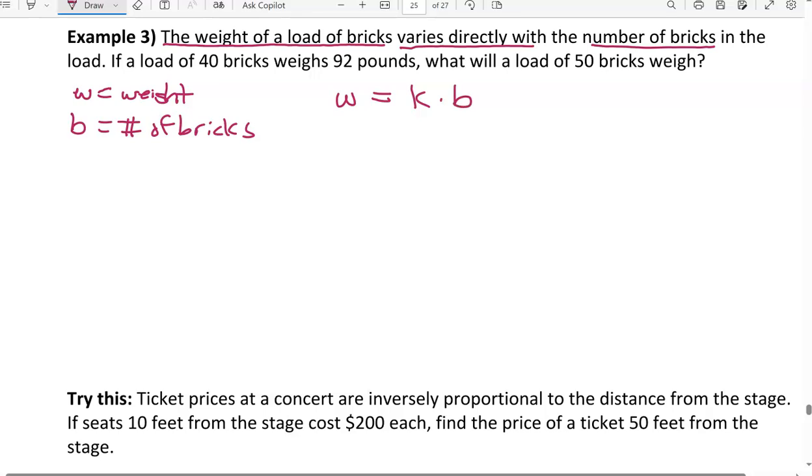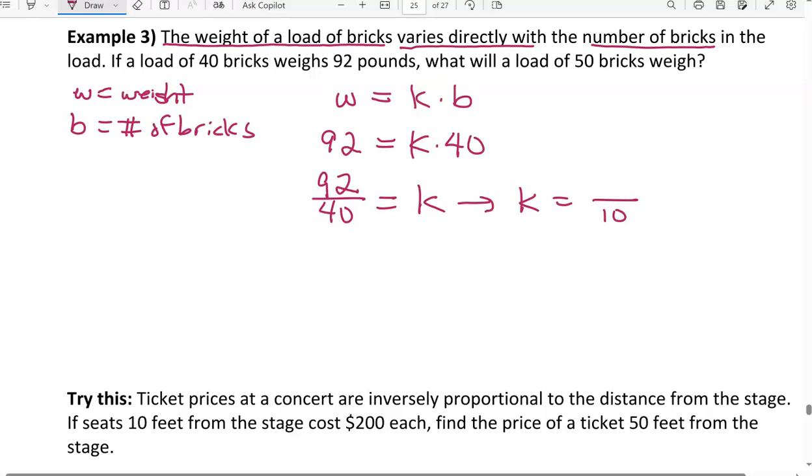And now we know that a load of 40 bricks, so that would be the number of bricks, is equal to a weight of 92 pounds. And that will allow us to solve for the constant of variation K. So dividing by 40, we get 92/40 is equal to K. Let's reduce that. So our K value is, dividing by 4, 23/10.